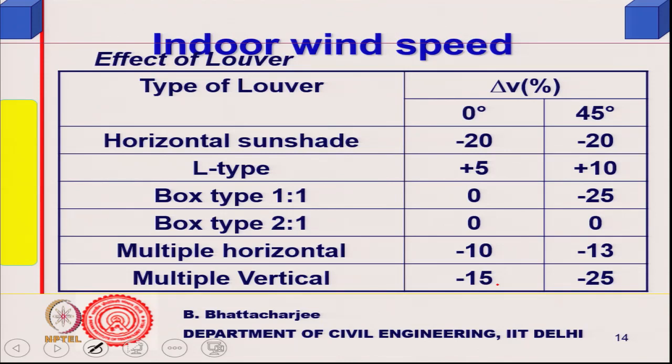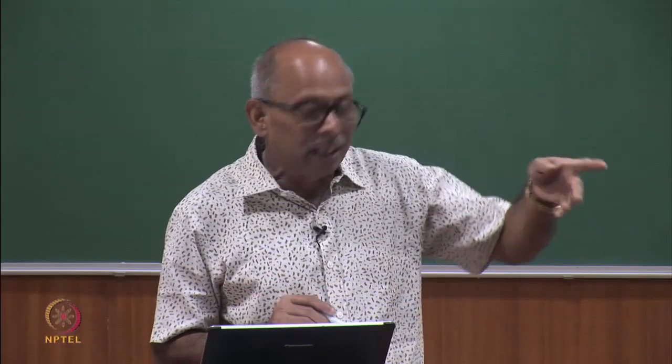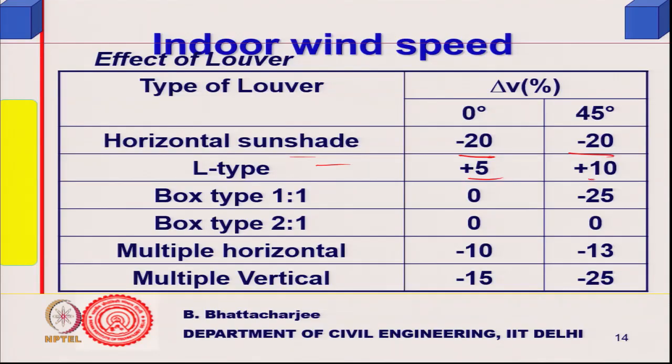Effect of louver, there is another table, and this is also additive, delta V. Horizontal sunshades will reduce it, because they tend to direct the wind in a different direction, not at the critical level. L type might increase, improve at 45 degree angle and 0 degree angle, 2 cases. Box type no correction, multiple horizontal, multiple vertical. So these are corrections in delta V given for 0 degree and 45 degree angle of incidence.